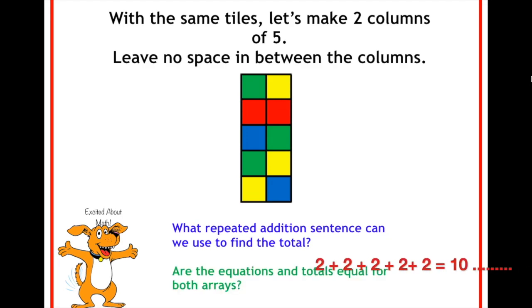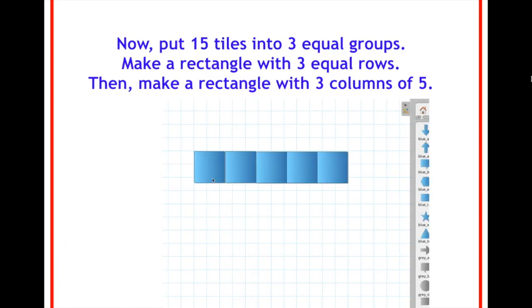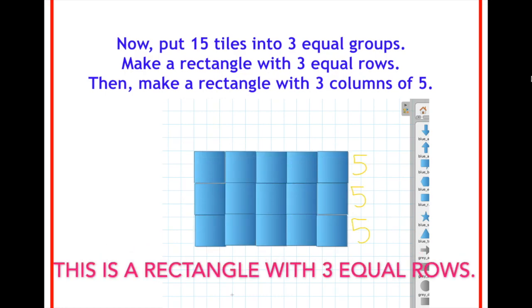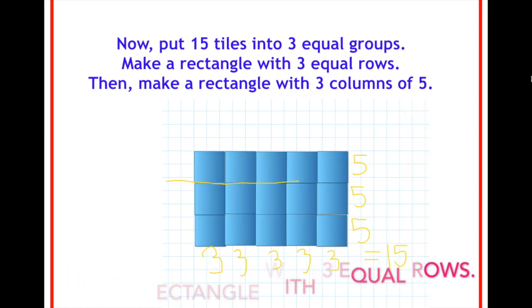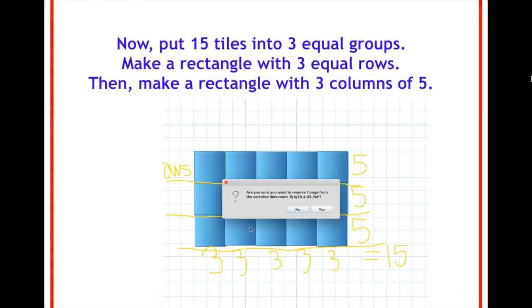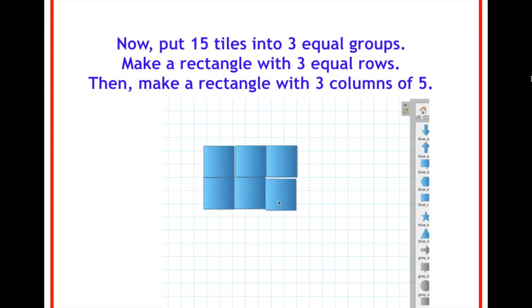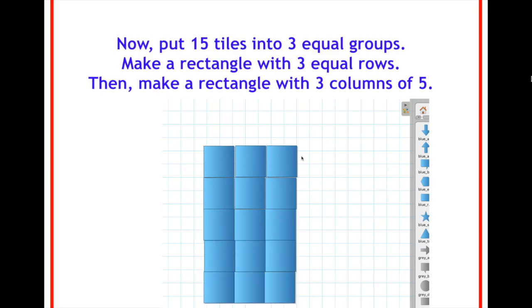Are the equations and totals equal for both arrays? Yes. 2 columns of 5 is 10. 2 rows of 5 is also 10. Now put 15 tiles into 3 equal groups. Make a rectangle with 3 equal rows. Then make a rectangle with 3 columns of 5.